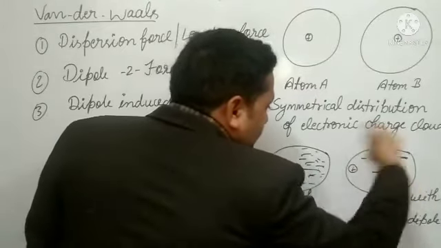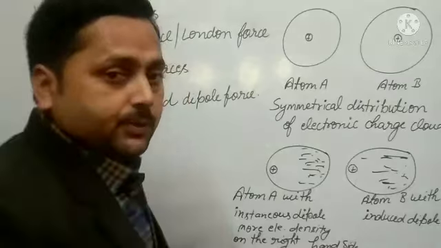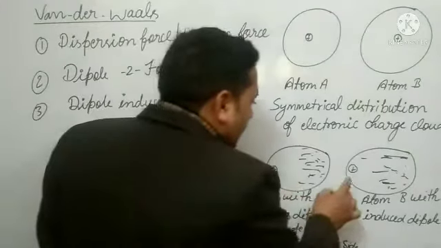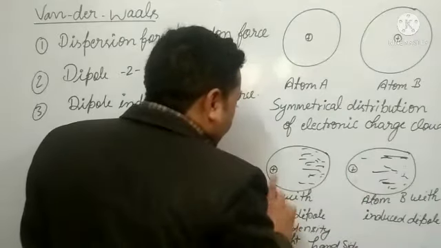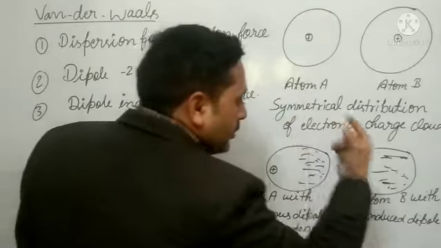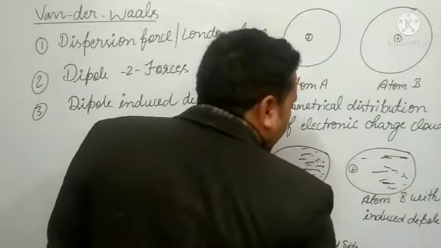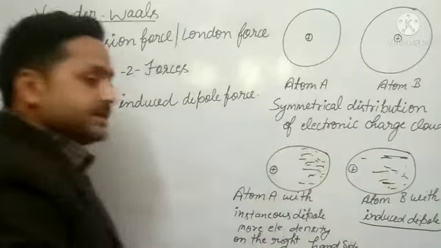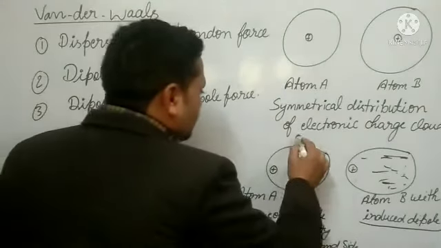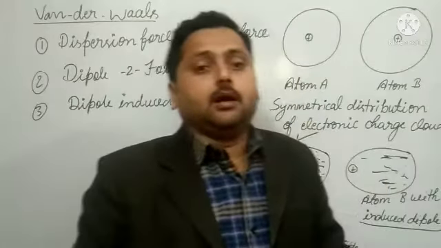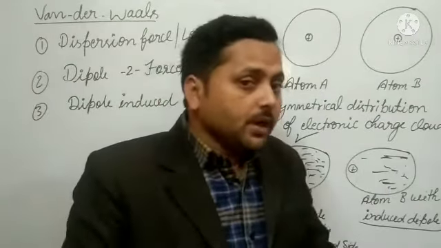So polarization is produced in atom B also. Polarization is produced in atom B, and what we observe is that A has produced the dipole moment in B, and we say induced dipole moment. Who has induced? A has induced. Because of A, a dipole is produced in B due to A.